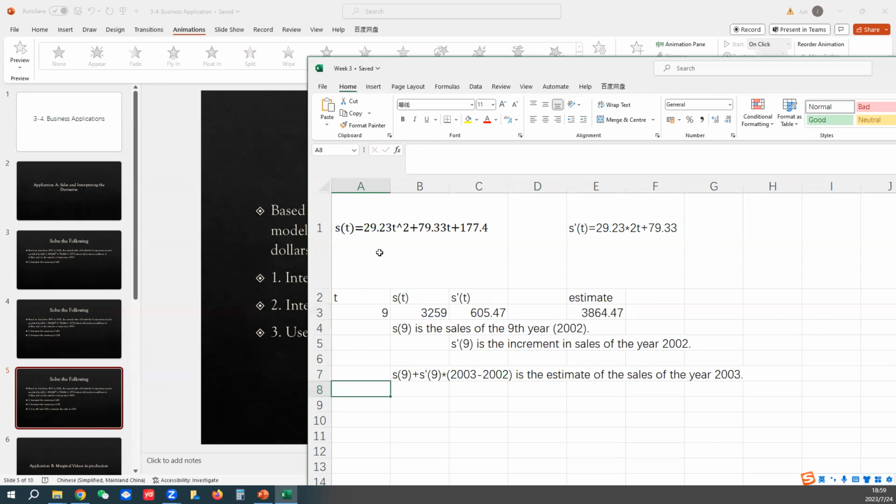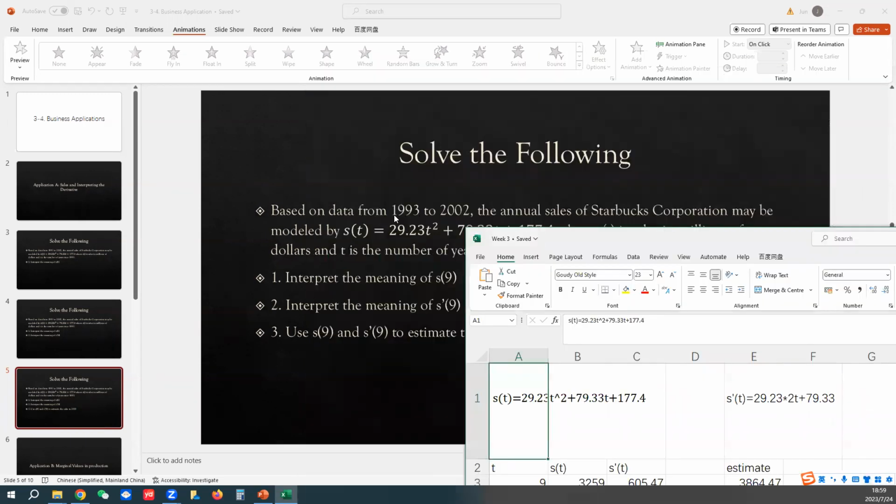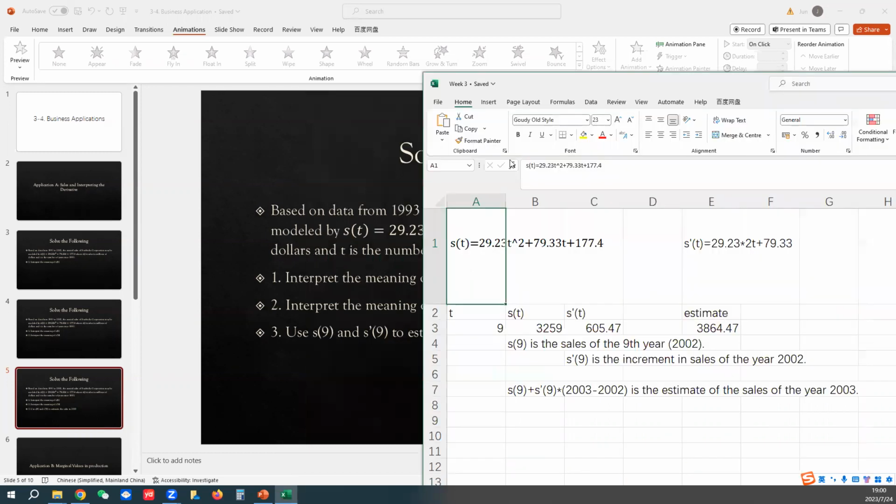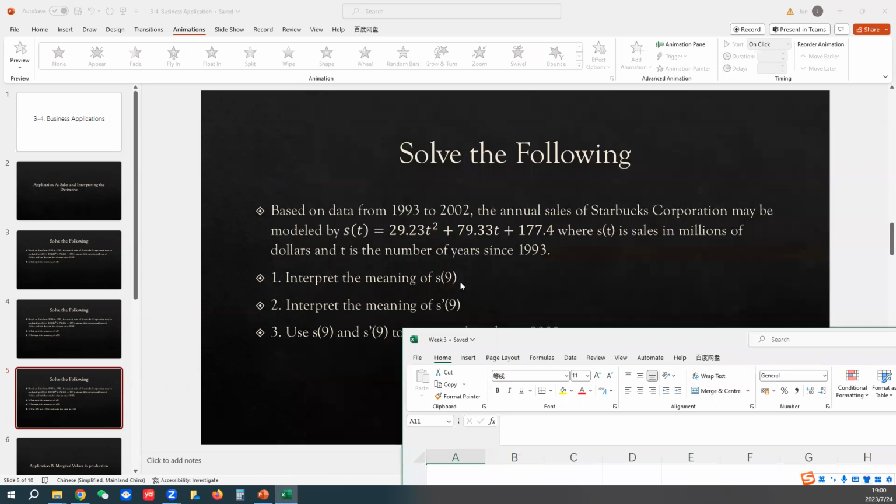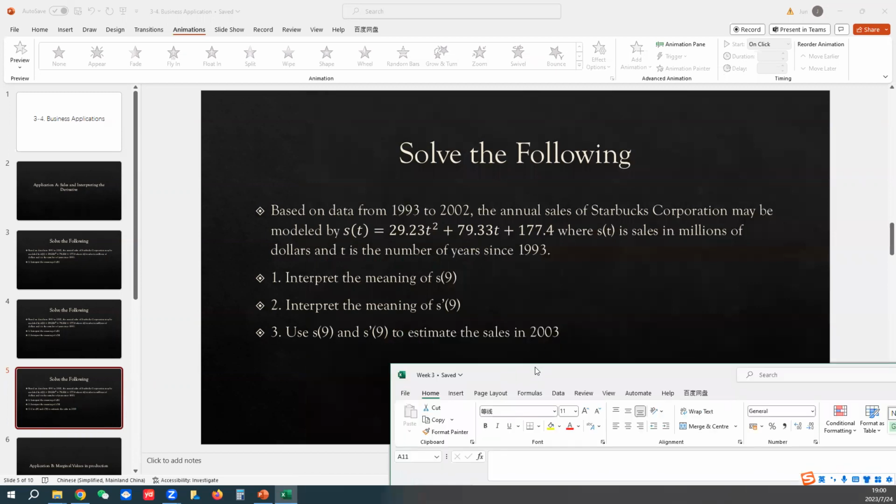And say if this function applies not only between 1993 and 2002, say it also applies to 2003. I mean, it's just 1 year change. It's not a big difference, right? So possibly this still applies. Then in that way, let's just change the year from 9 to 10, right? 10 years from 1993, that is 2003.